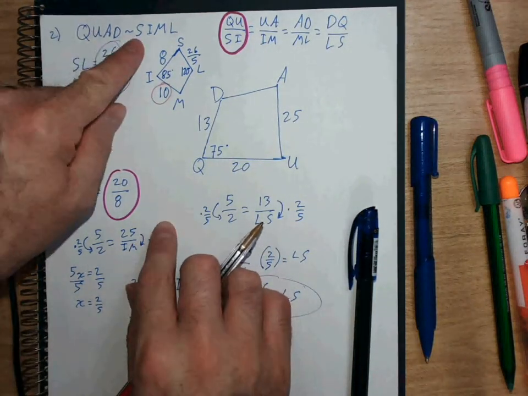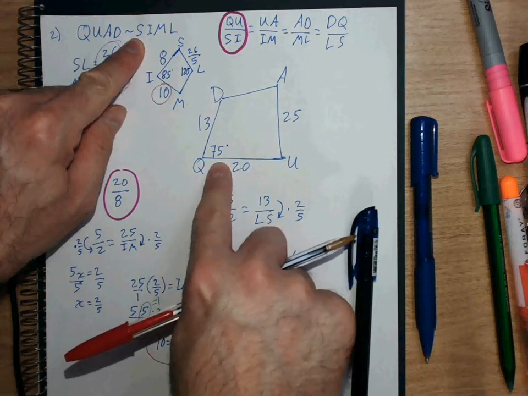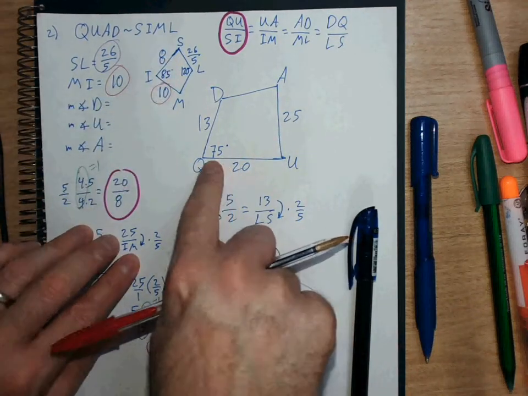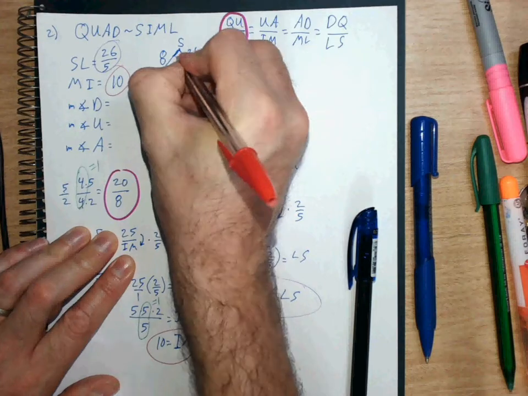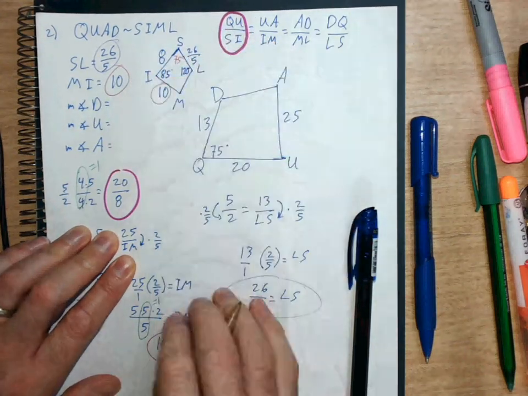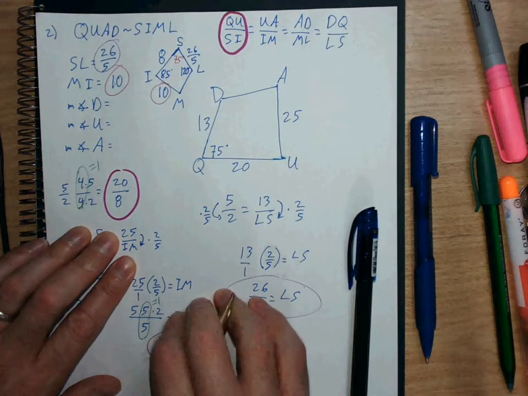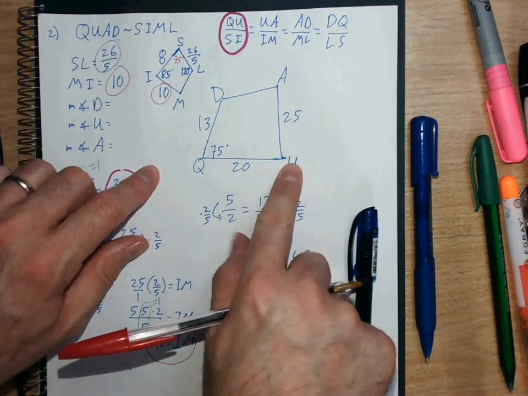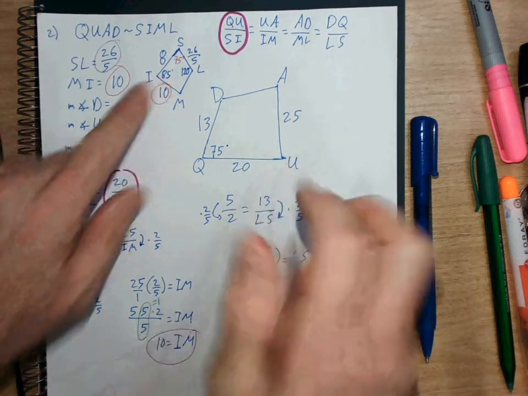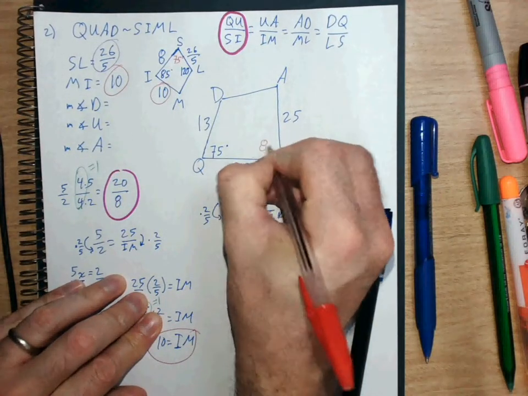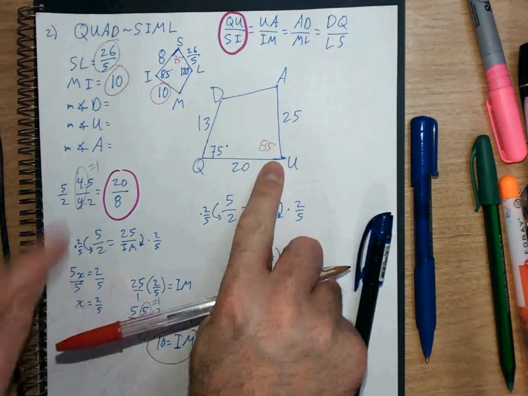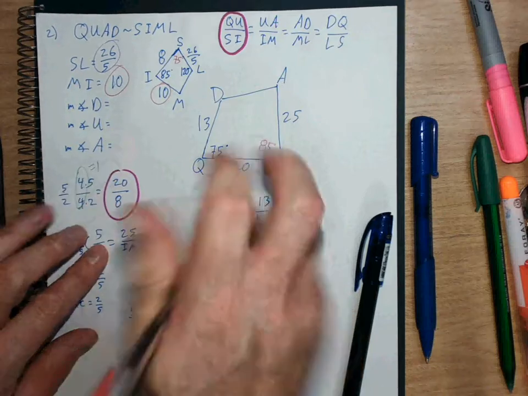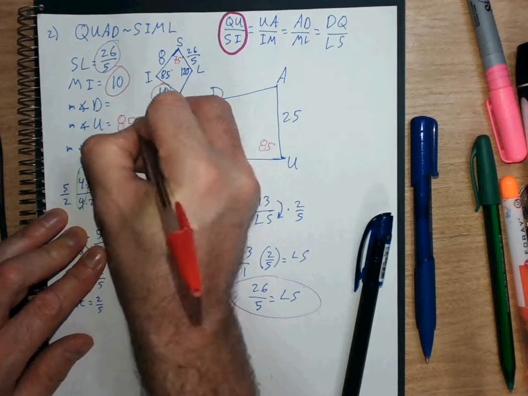Q corresponds to S. We know what Q is, and that corresponds to S. Q is 75, so that means S must also be 75 degrees. Okay? Now, U corresponds to I. I is 85, so U must be 85 degrees, right there. And I can fill that in right there. Okay? U is 85 degrees.